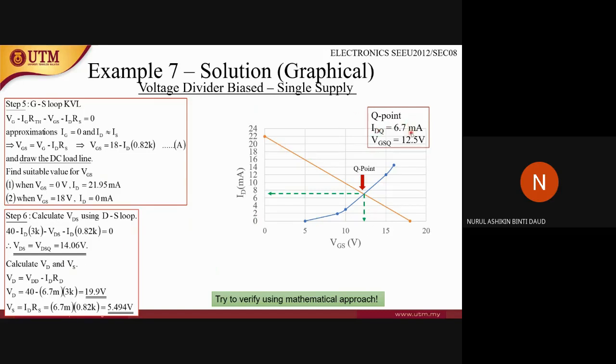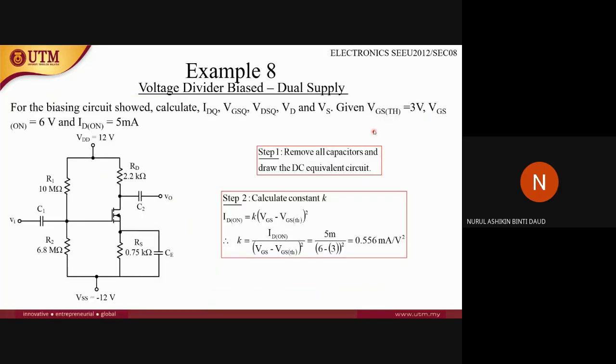The answer shouldn't be far from this graphical value. So let's look at another example, which is using dual supply, where there is 12 volts here and minus 12 volts here. And there is a capacitor here.